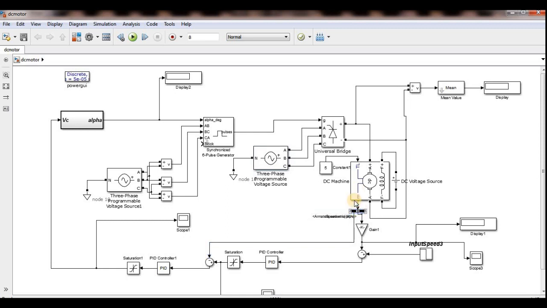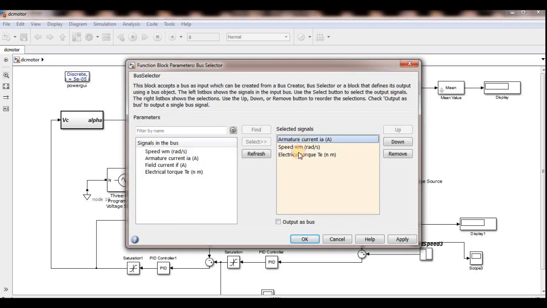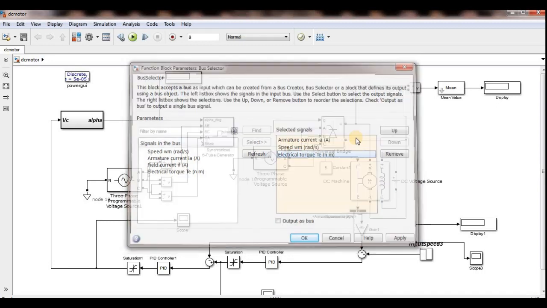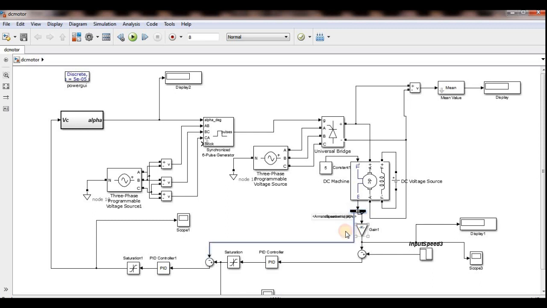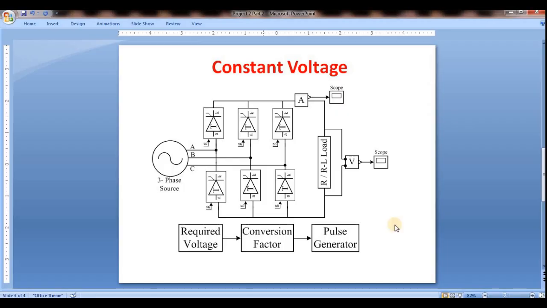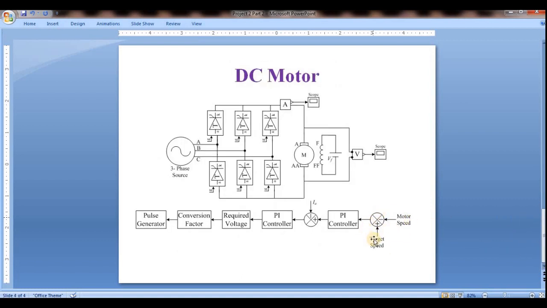This is the bus selector, the measurement from the motor. From this I selected armature current, speed, and electromagnetic torque. The electromagnetic torque is not an issue. I only require the speed and armature current because, as I mentioned in the theory, I have to compare them with my desired values.